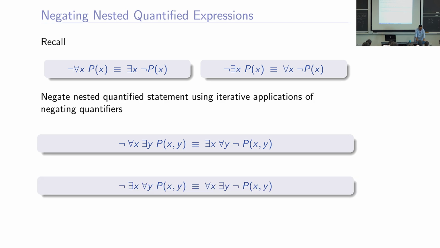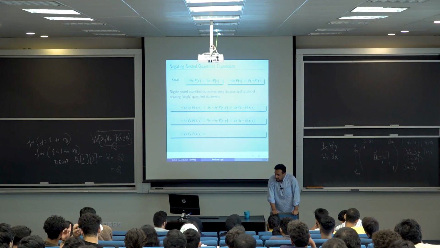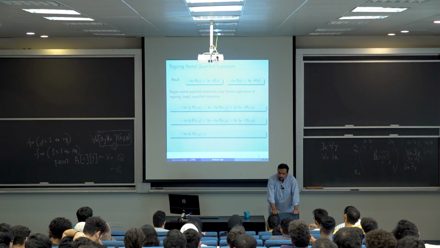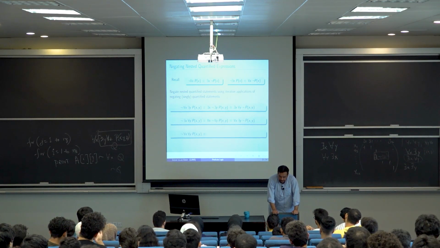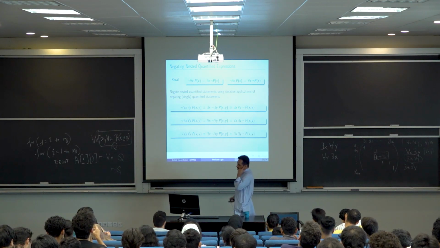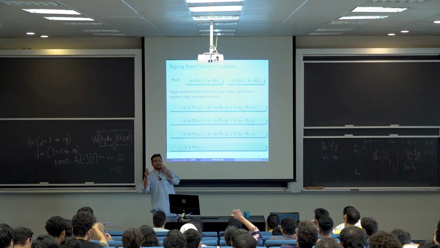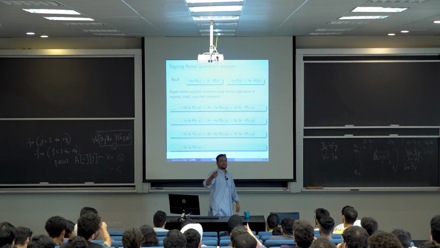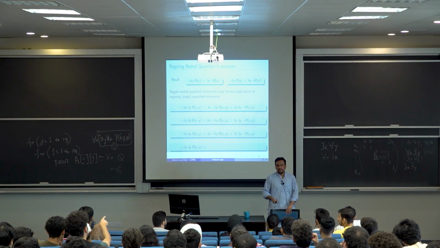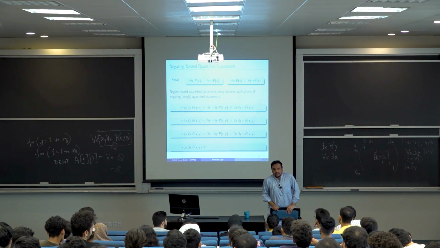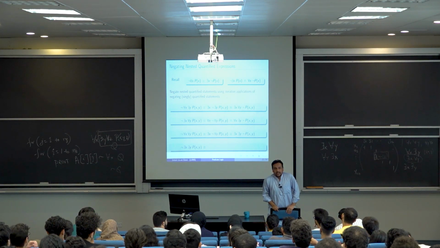How would you negate this one? Quickly give me the first step. For all x, negation of for all y, p of x y, right? And then for all x there exists y. Okay? How would you negate this one? Yeah, there exists x, negation of for all y, and this one. And this one, give me the last final answer. You will negate all the quantifiers.